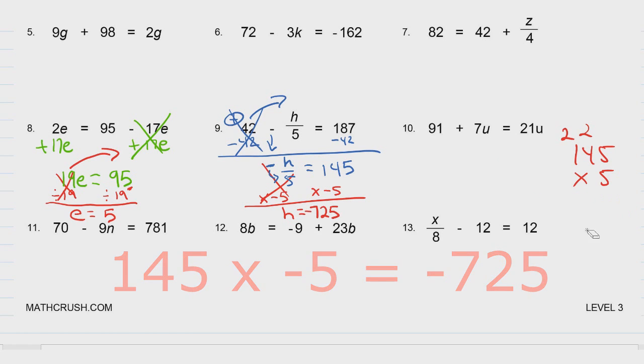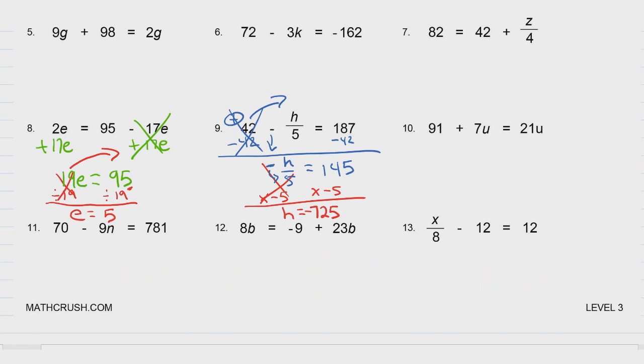Problem 10. You have 91 plus 7u. So no one is happy because you have numbers and a variable on the same side. And you have 21u. And so no one's happy over there either. So the question is, what do you want to move? Well, since you have 21u over here, I think you want to move the 7u to join his buddy 21u. You're going to do the opposite operation, which is subtraction, because this is plus. So you're going to subtract both sides by 7u.